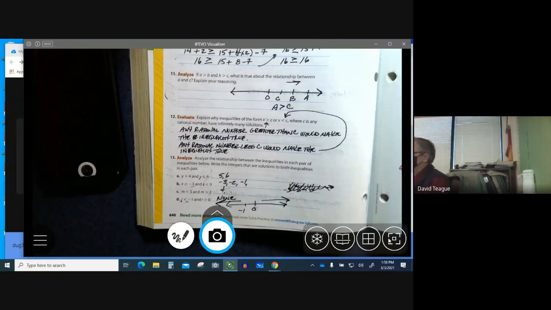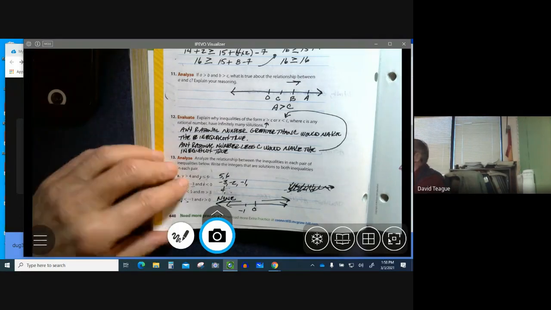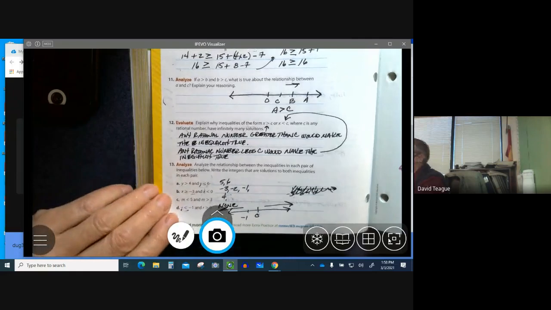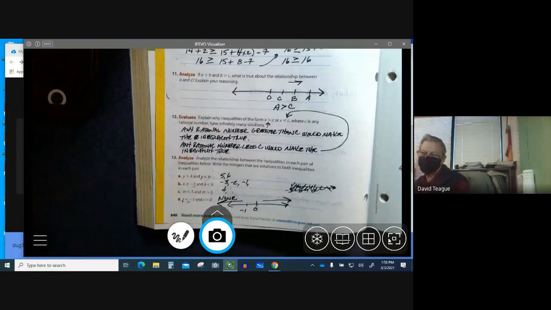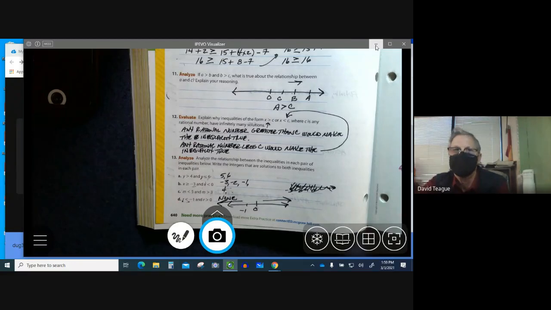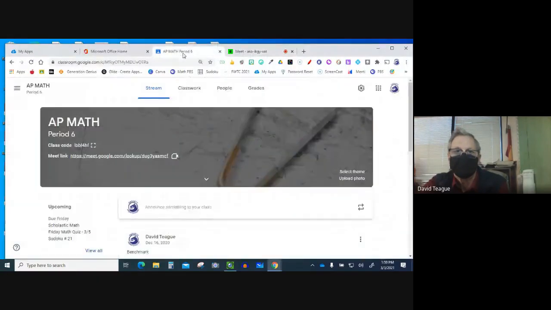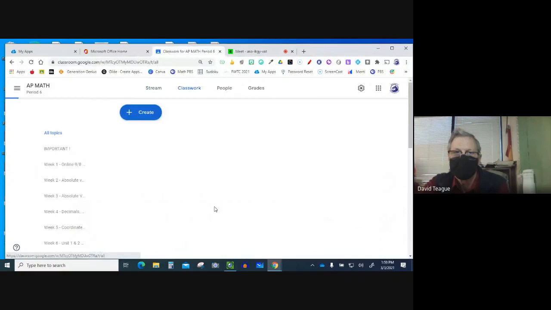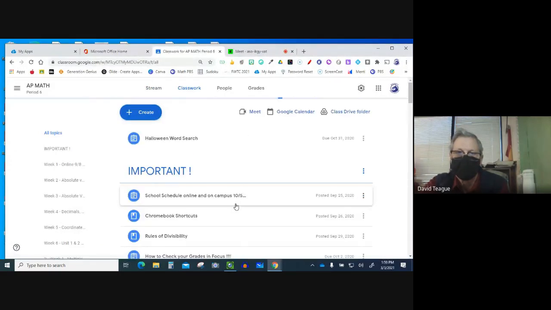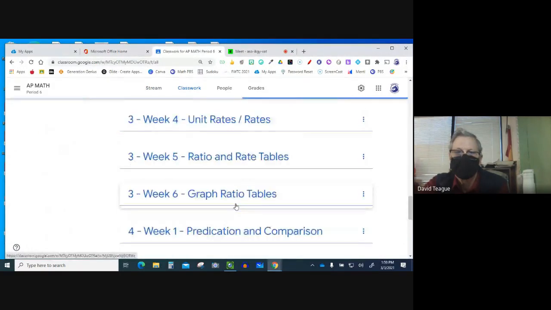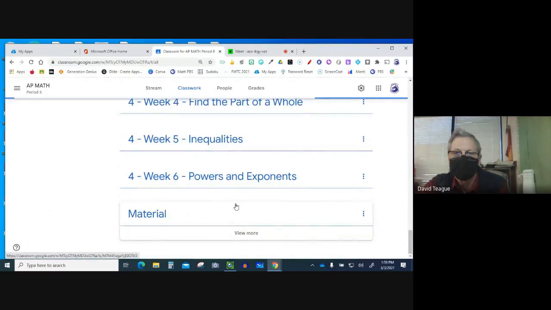Okay. So there's like 15 minutes left to class. So I'm going to let you use that time to finish anything you need to finish in Google Classroom or your packet. So 6 classwork. There's an Ed Puzzle.